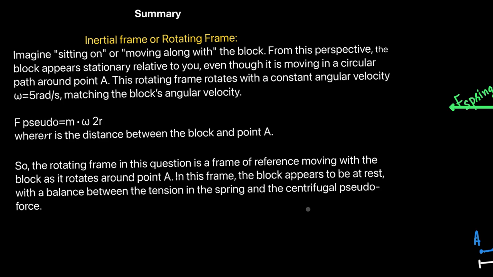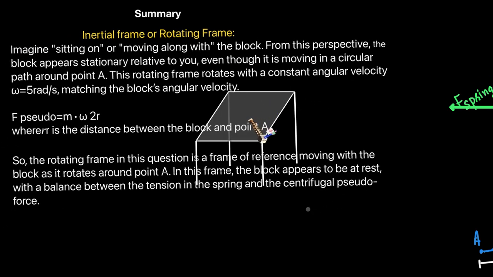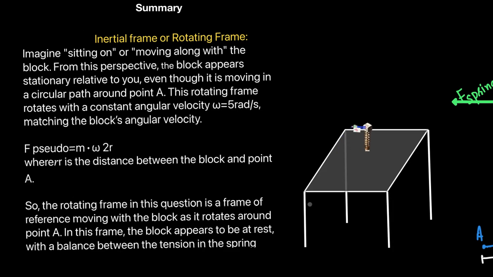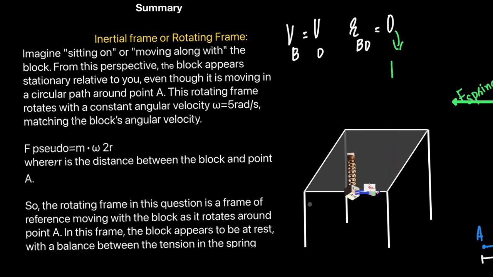Let us say this is the table here, and this object here is in circular motion. What do we need to imagine? We need to imagine that we are sitting on the block, or trying to move along with the block. From that perspective, the velocity of the block will be equal to the velocity of the observer, which means the relative velocity of the block with respect to the observer will be equal to 0. It is in this case that we call the frame a rotating frame, which also reminds me that this is a non-inertial frame.